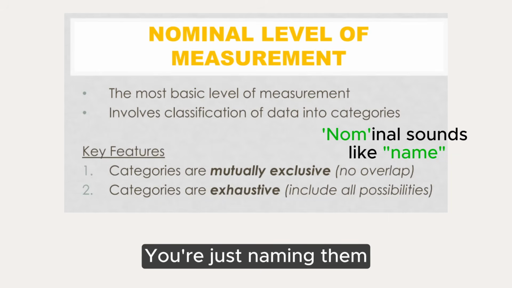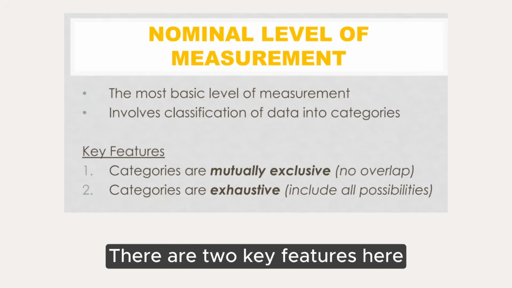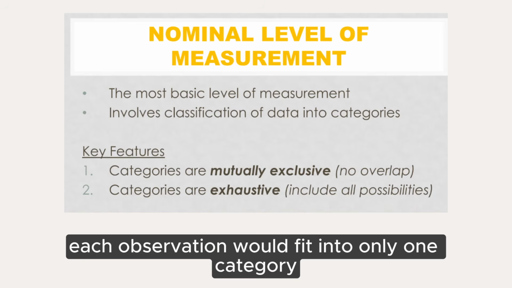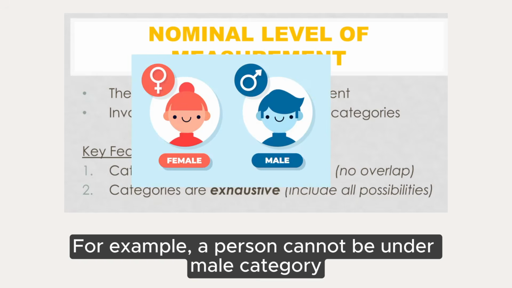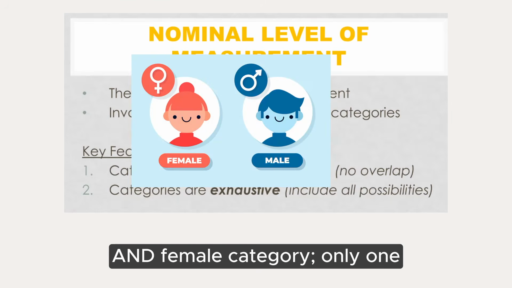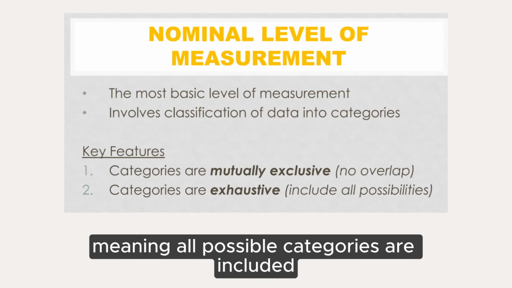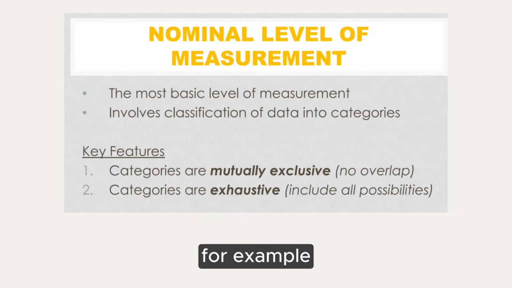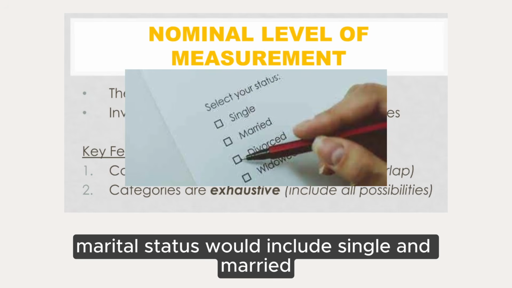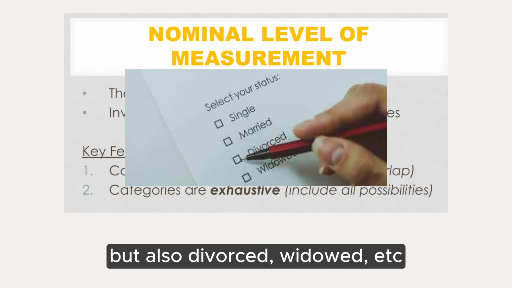You're just naming them. There are 2 key features here. First, they are mutually exclusive, meaning each observation would fit into only one category. For example, a person cannot be under male category and female category. Only one. Second, it is exhaustive, meaning all possible categories are included. For example, marital status would include single and married, but also divorced, widowed, etc.